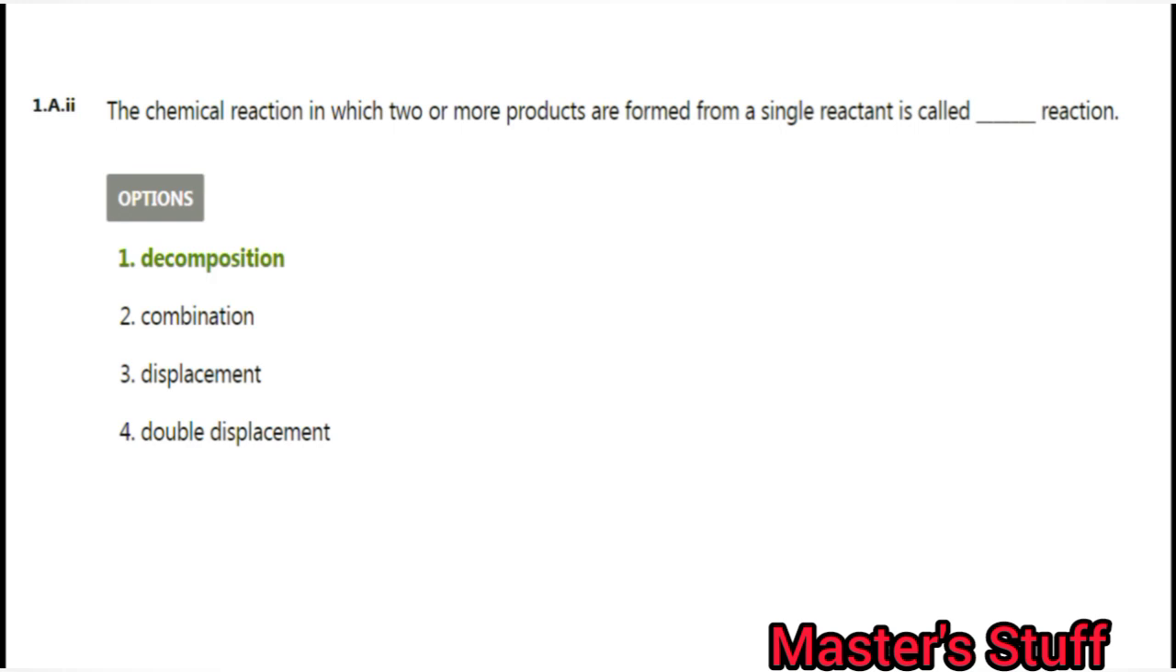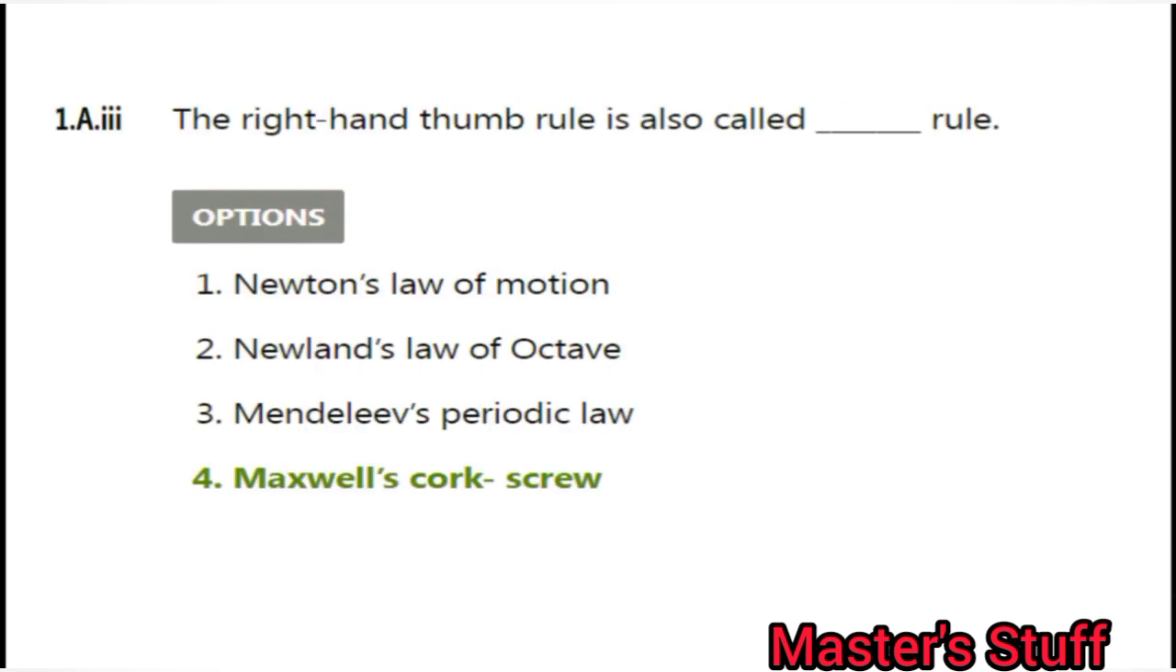Second, the chemical reaction in which 2 or more products are formed from a single reactant is called dash reaction. This type of reaction is known as decomposition reaction, meaning the answer is option first. Next sub-question, the right hand thumb rule is also called dash rule. The right hand thumb rule is also called Maxwell's corkscrew rule, meaning option 4.